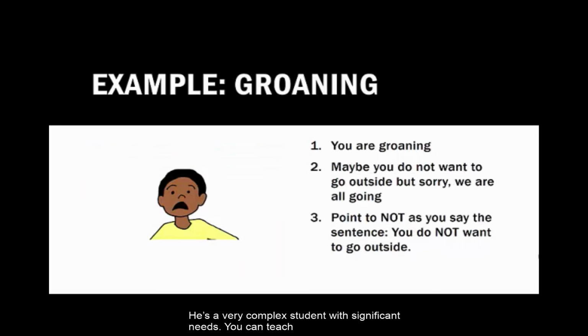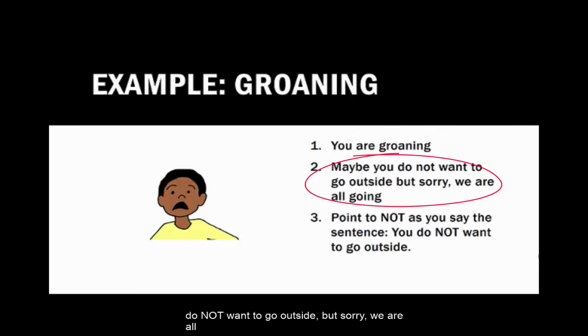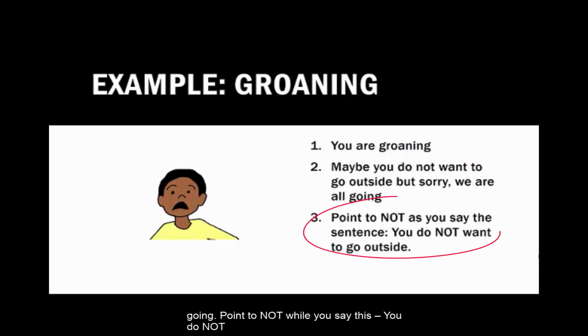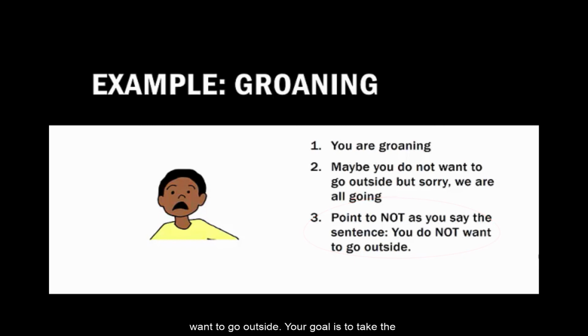This example shows a student groaning. He's a very complex student with significant needs. You can teach him language and communication. Tell him what he did. You are groaning. Attribute meaning to it. Maybe you do not want to go outside, but sorry, we are all going. Point to not while you say this. You do not want to go outside.